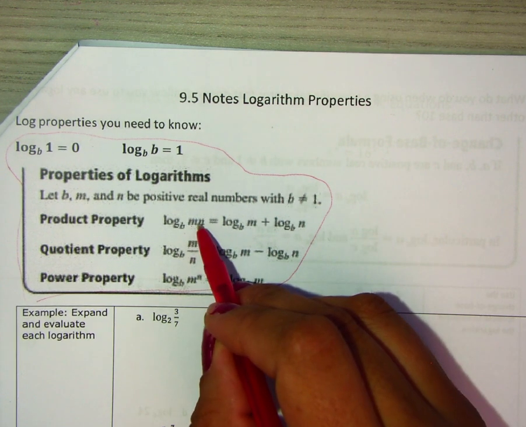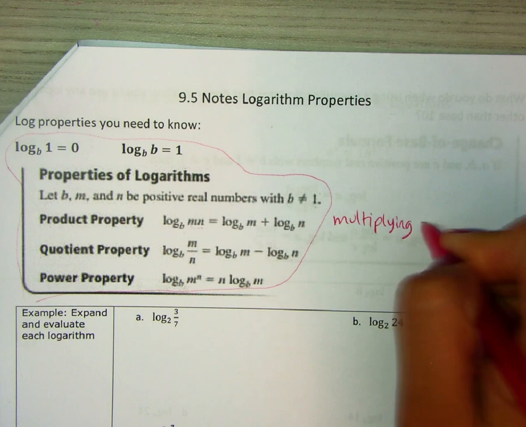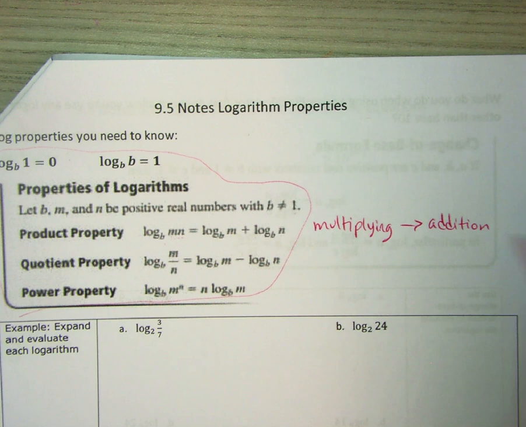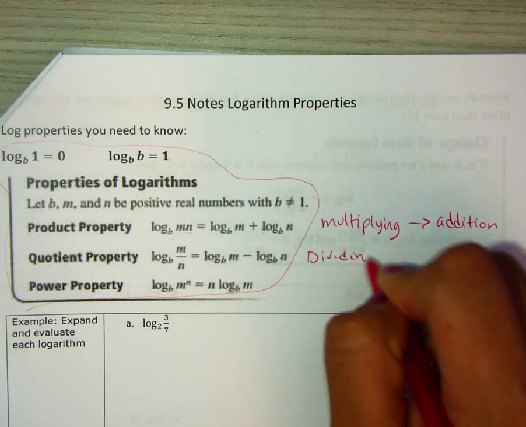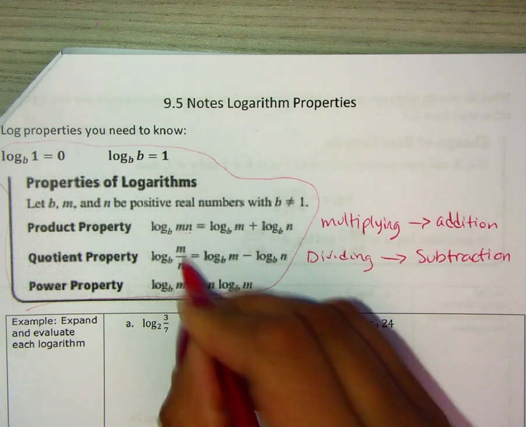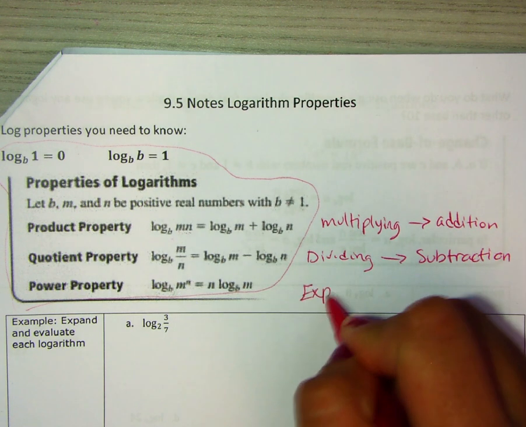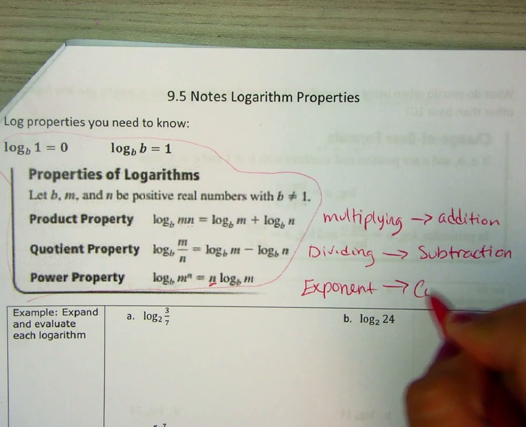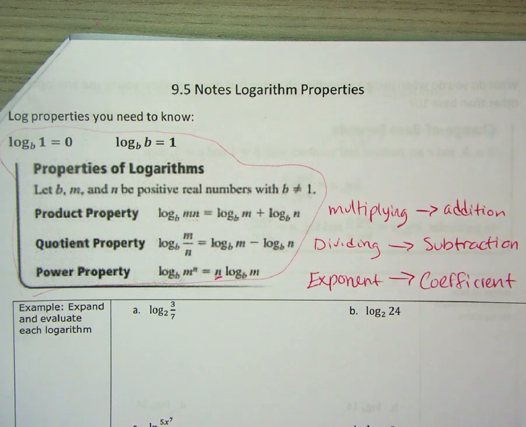So like this one, it's multiplying, and then when you recognize that, you're going to rewrite it as an addition of the logs separately. When the two are dividing, you're going to rewrite that as a subtraction of the two parts. And then the other one is an exponent. You need to rewrite it with the exponent as a coefficient. So 3 examples that we're about to go over, hopefully it makes a little bit more sense.